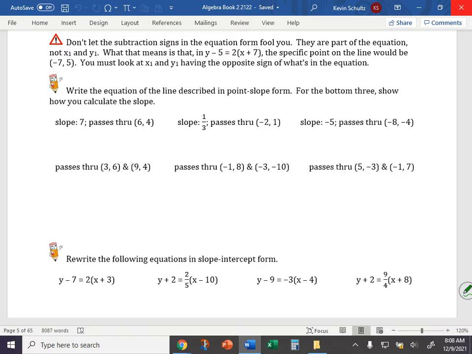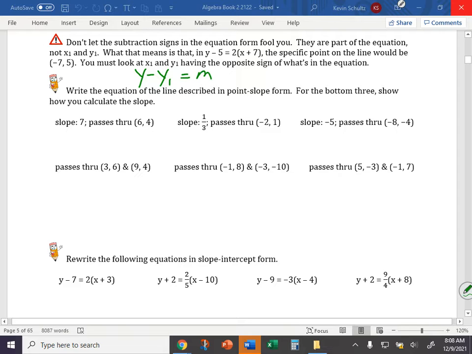For the three on the bottom, show how you calculate the slope. So just as a reminder, you can see it on your page, but I'll write it up here as well. Here's point slope form. If I ask you to write the equation of this line in point slope form, it's got a slope of 7, and it passes through (6, 4).